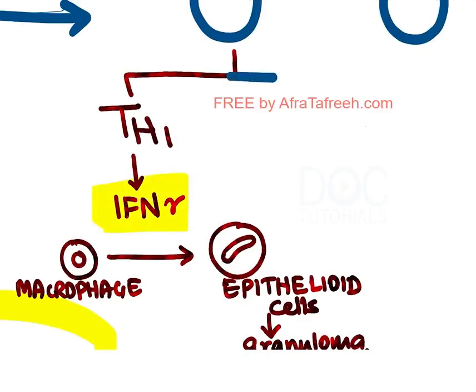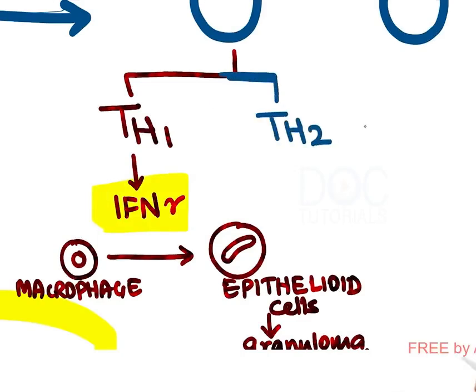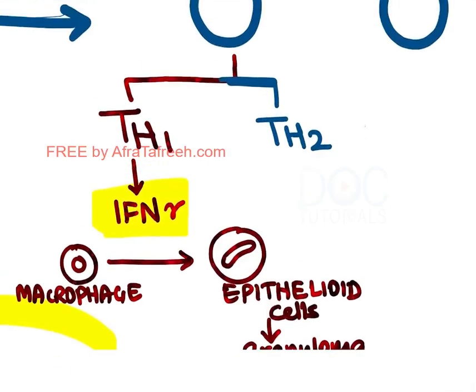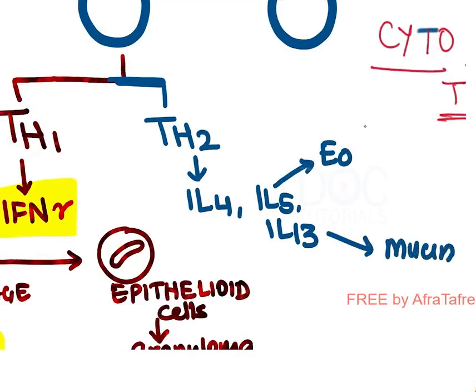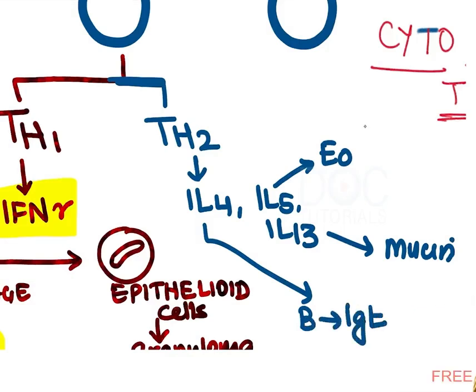Now looking at the second phenomenon, when they said extracellular antigen is there, whenever there is an extracellular antigen, they change into Th2. Th2 releases interleukin 4, interleukin 5 and interleukin 13. Now interleukin 5, everybody knows, activates eosinophils. Interleukin 13 produces a lot of mucin, and interleukin 4 stimulates the B cells to produce immunoglobulin E.